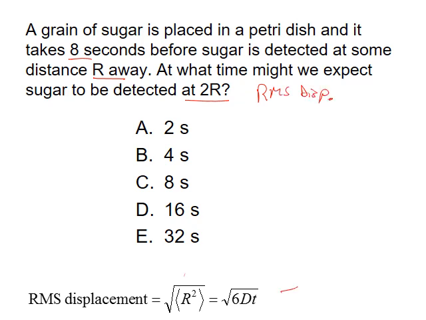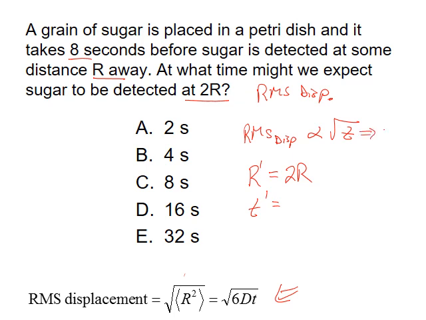And there's a handy equation down here that says that the RMS displacement is proportional to the square root of time. So what that means is if r prime, the distance afterwards, is 2 times the distance before, then the time afterwards, so RMS displacement goes as the square root of time.